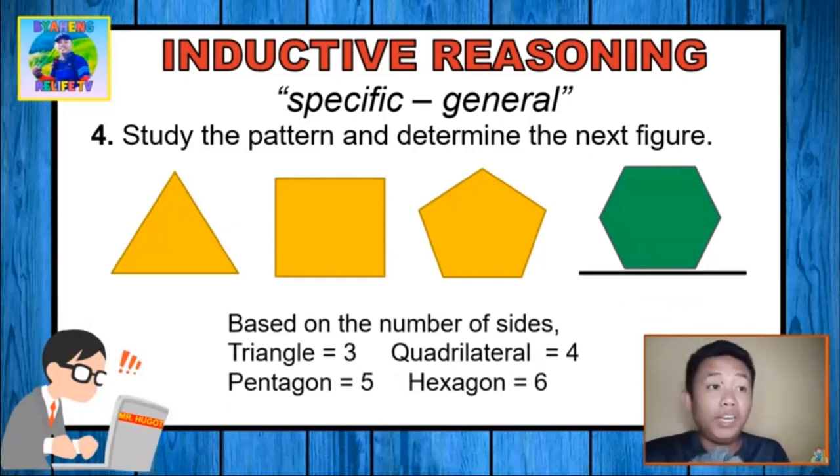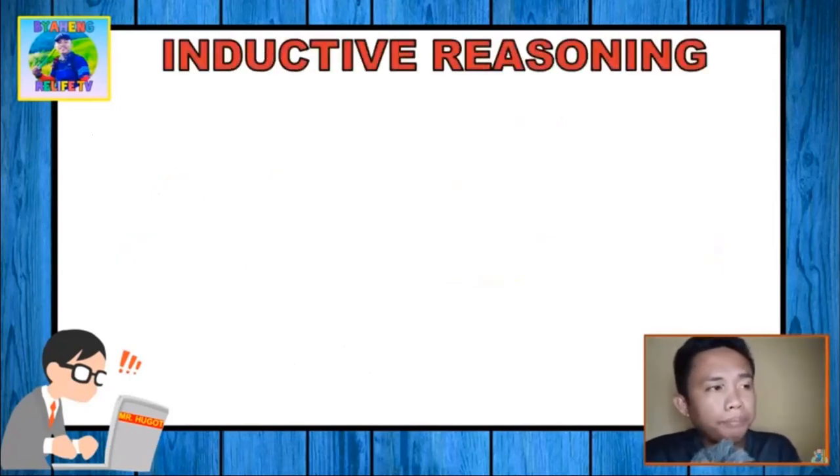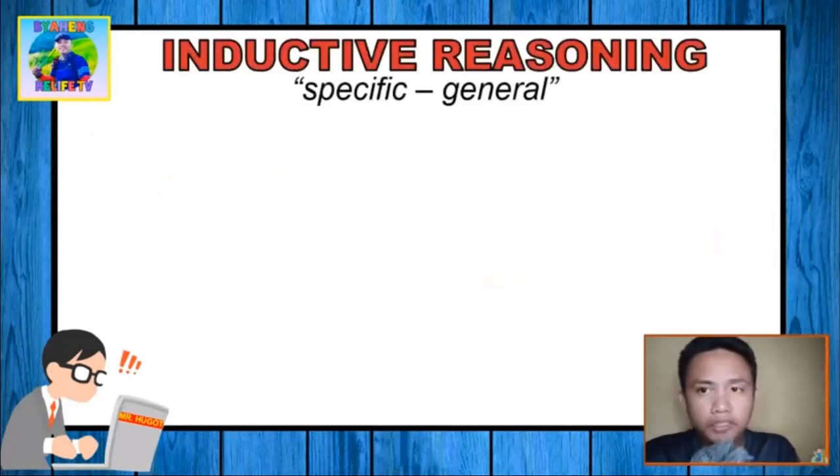So, ang binasa nyo po ay mga number ng sides. Very good, guys. Okay? Regardless guys ng kulay, pinag-uusapan natin guys ay size. Sides rather. Number of sides. Okay? Example, pattern, inductive reasoning. Tandaan nyo po yan guys ha. Number 5, specific to general ulit.